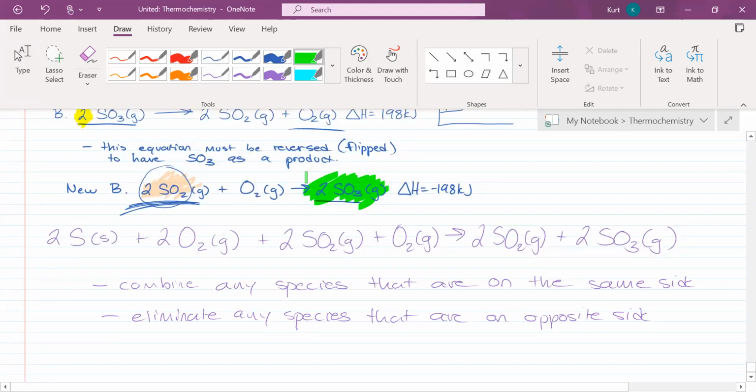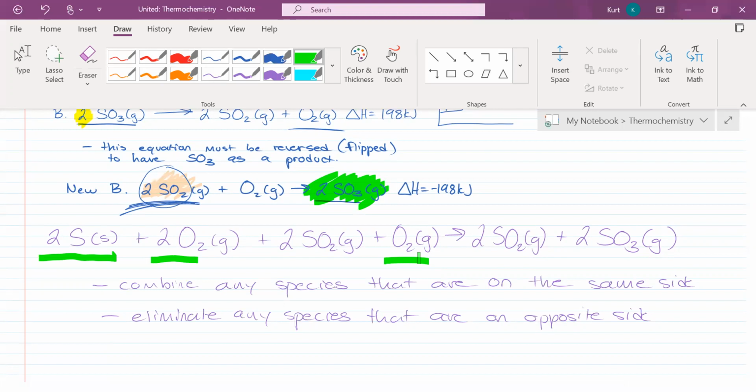Do you see anywhere else in this equation, the product or reactant that has sulfur? All right, so that gets to stay. Do you see anything that has oxygen? I see 2 moles of O2. I do see another O2. I see here and there. Are they on the same side or at opposite sides of the reaction? They're on the same side, so what should you do with those? Combine them. So what's 2 plus 1? We're going to now make this 3 oxygen.